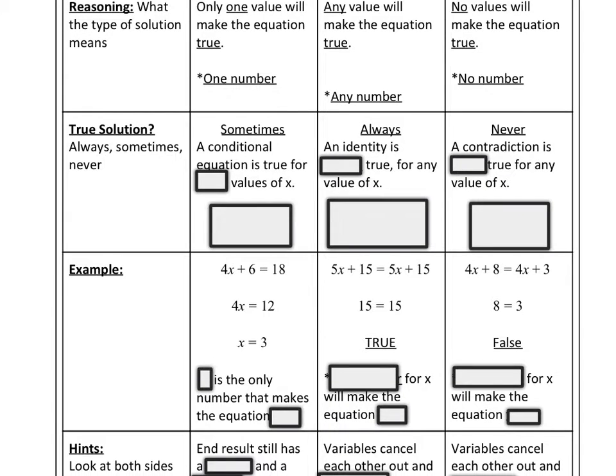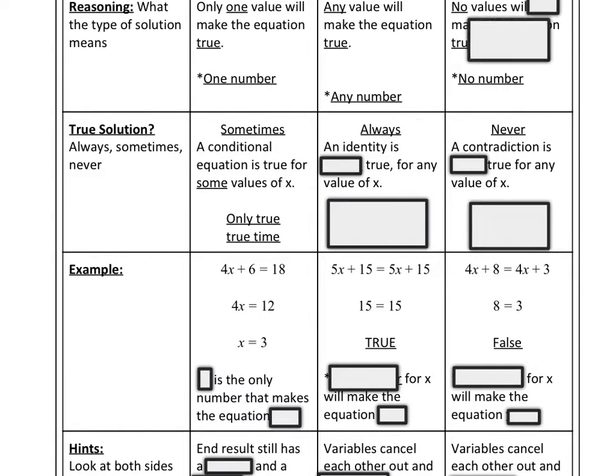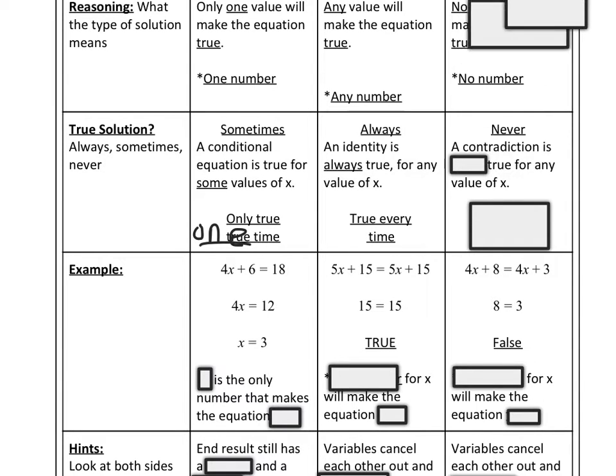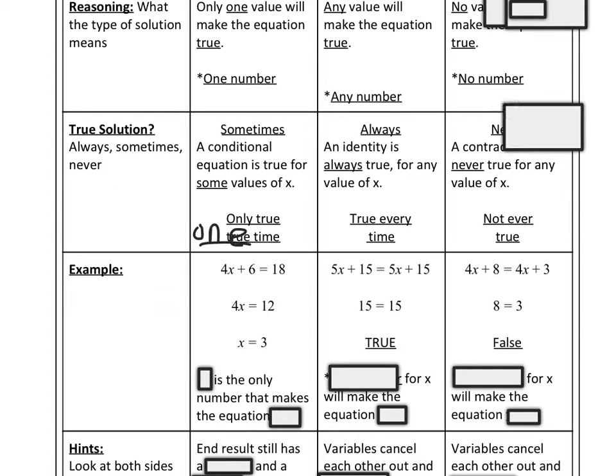When these different equations are true, sometimes a conditional equation is true for some values of x. This is only true one time. Oh, that should say 1, not true. Only true one time. For always, an identity is always true. An equation is always true for any value of x. It's true every time. A contradiction is never true for any value of x. This is not ever true. A contradiction doesn't make sense. It doesn't work. Let's look at some examples.